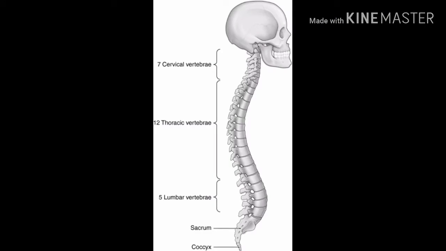The vertebral column is also called the spine. It is formed from 26 irregular bones connected in such a way that a flexible curve results. These are the cervical bones, the thoracic bones, the lumbar bones, the sacrum, and the coccyx. As you can see, we have the 7 cervical vertebrae, the 12 thoracic vertebrae, the 5 lumbar vertebrae, the sacrum, and the coccyx.